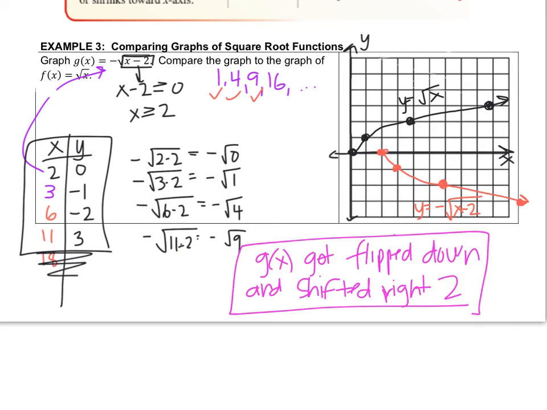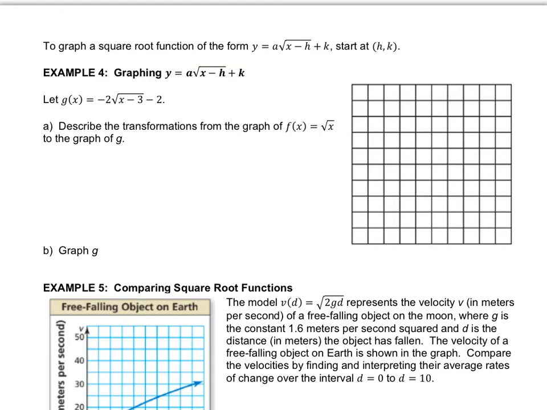All right, let's look at one more together. So in this one, we've got a whole bunch going on. We've got a flip, we've got a stretch of some sort, we've got a horizontal shift and a vertical shift. So let's describe it all.